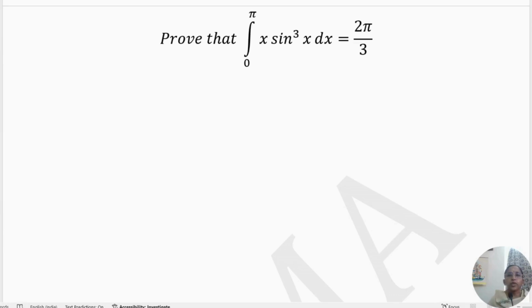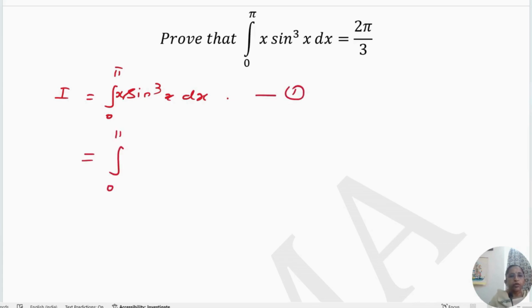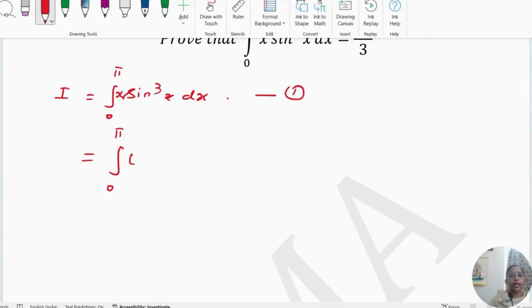Next question is, prove that integration 0 to pi x sine cube x dx is equal to 2 pi by 3. So let us consider I is equal to integration 0 to pi x into sine cube x dx. So we are going to use the property where upper limit plus lower limit minus x will be replaced for x. You can consider this as equation number 1. So now integration 0 to pi, pi minus x, that is upper limit pi plus lower limit 0, so pi plus 0 minus x. So that is pi minus x.